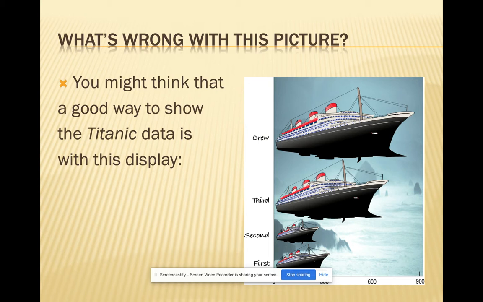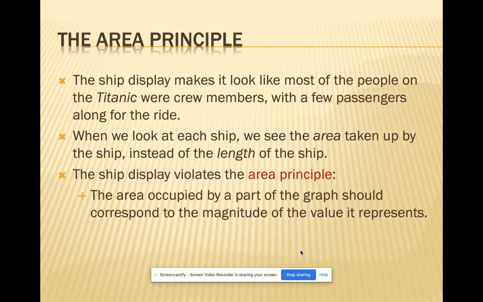So how to make a good picture of what's going on. You might think that this is a good way to show the Titanic data, but if you remember the area principle, it's not. Because what they are doing is using magnitude in both the horizontal direction and the vertical direction. And so you think the difference, say, between the crew and the number of first class patrons is larger than it actually is.